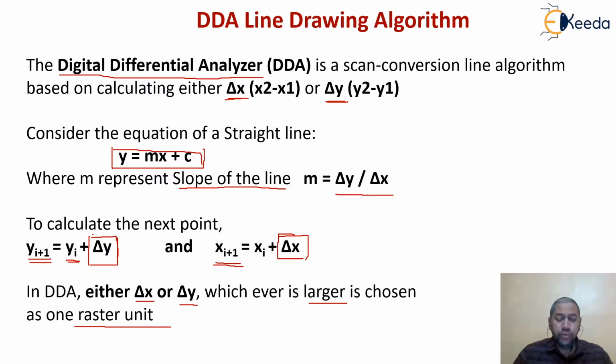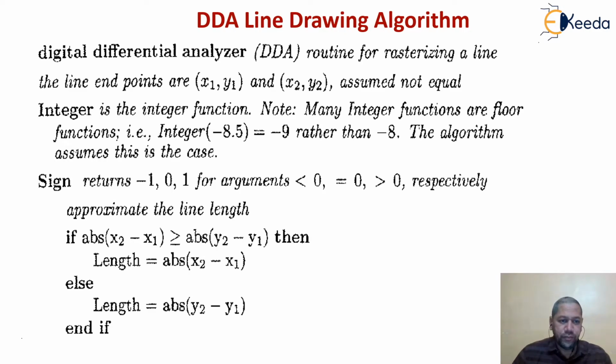Okay, now we are in a position to go for the actual algorithm. So now we are moving to the next slide to learn the actual algorithm, which is given in our textbook. Some of the things mentioned in the algorithm are not exactly C language, but it is easy for us to understand. In the second part of this lecture, we are going to also implement the algorithm through a C program in the Turbo C editor, so that we know how practically it can be implemented. Okay, so this is the digital differential analyzer routine for rasterizing a line.